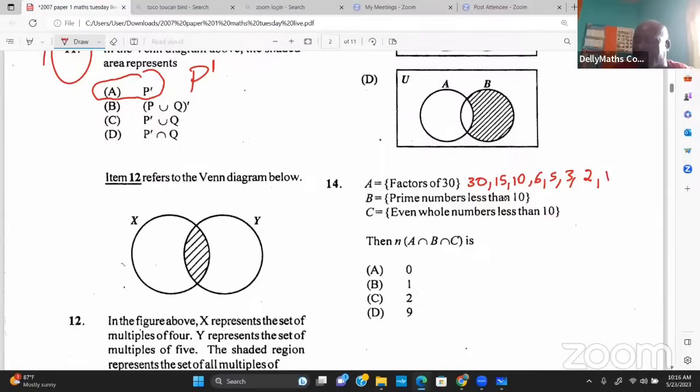Prime numbers less than 10. The first prime number will be a 2. Then we have a 3, then a 5, and a 7. So those are the prime numbers. Remember, prime numbers only have 2 factors, one and itself. And then lastly, even numbers less than 10: 2, 4, 6, 8. So we're looking for an idea that is involved in all. And you're noticing that number 2 is the only idea that is in all. So we're talking about A intersect B, and it still intersects C. What is common to all 3 sets? And that is number 2.